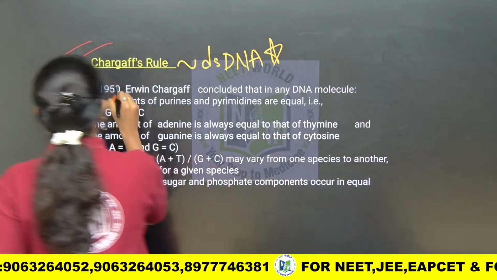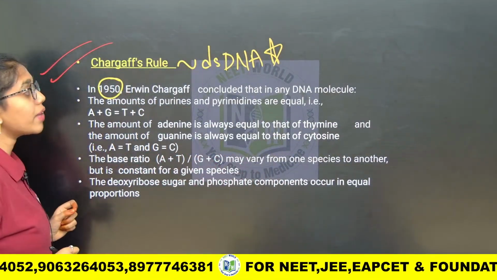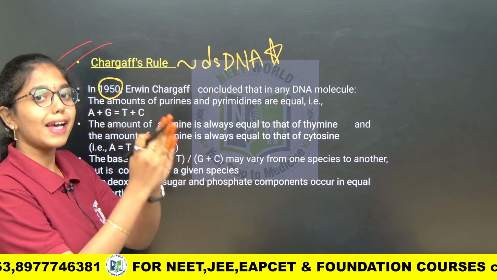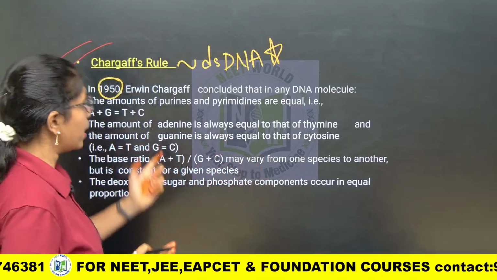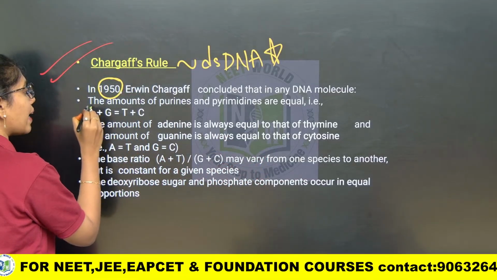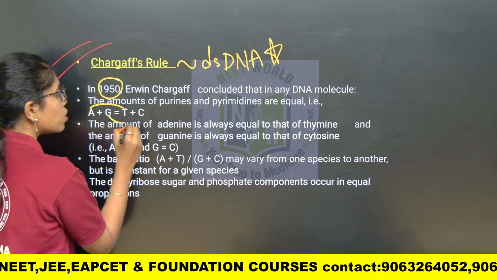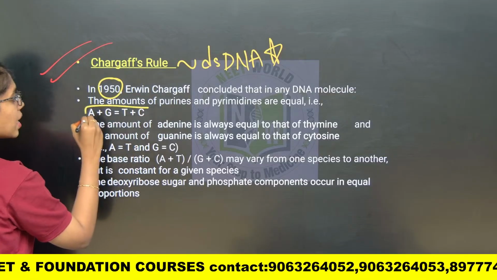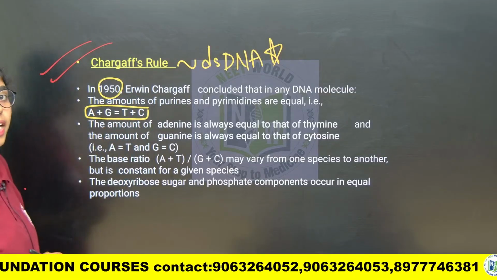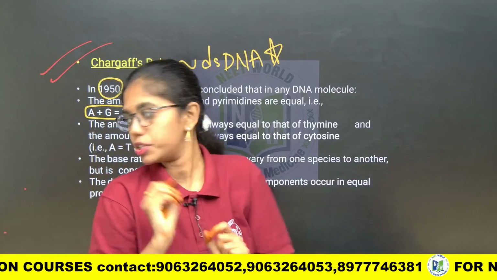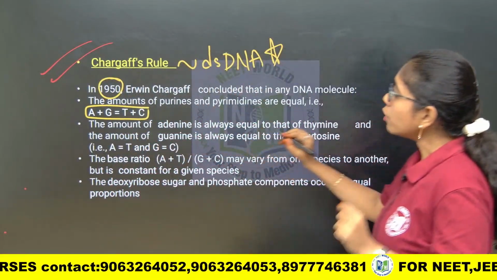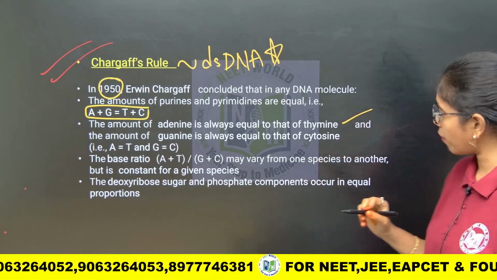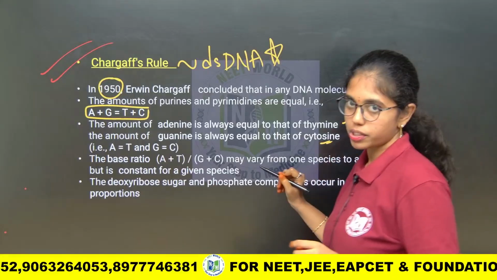In the year 1950, Erwin Chargaff concluded that in any DNA molecule, the amount of purines and pyrimidines are equal, as we have learnt, because one purine like adenine is connected to what? Thymine, and guanine to cytosine. So, adenine plus guanine will be equal to thymine plus cytosine in the double-stranded DNA. The amount of adenine is always equal to thymine, and the amount of guanine is always equal to cytosine.